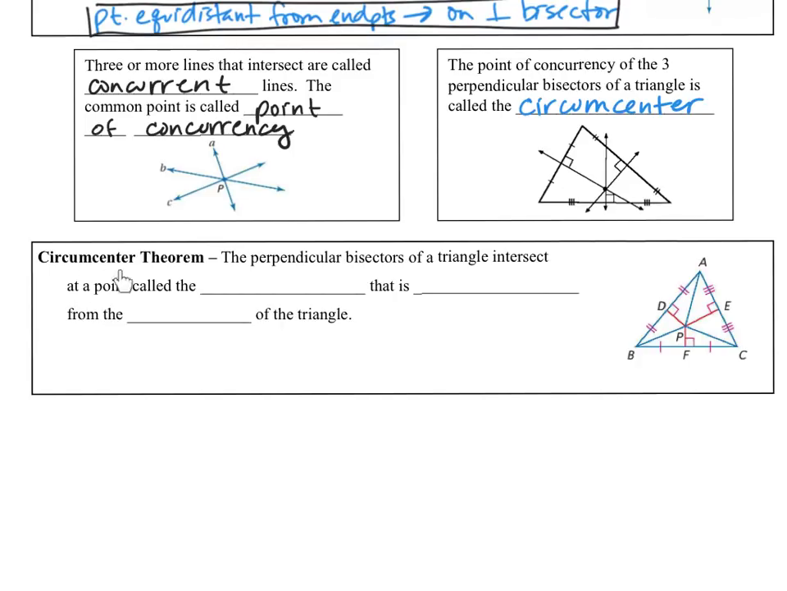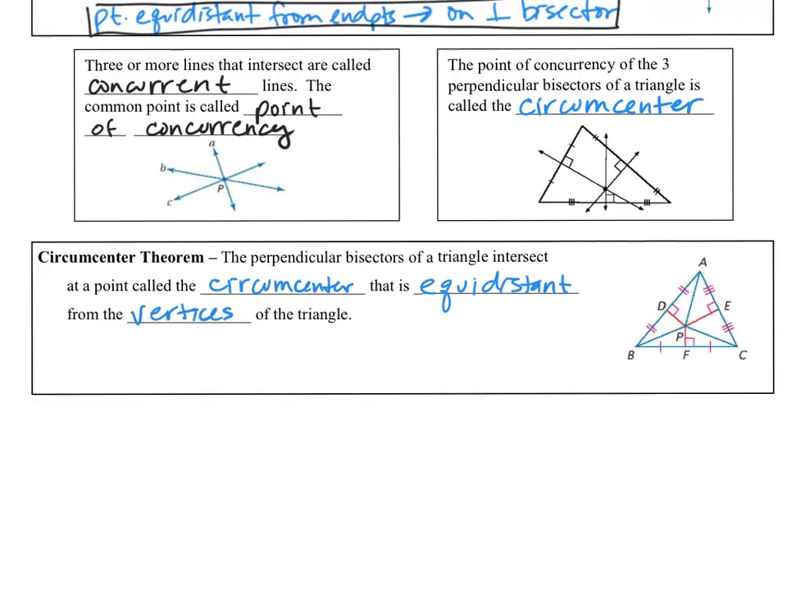Okay, and we have a circumcenter theorem which says the following. The perpendicular bisectors of a triangle intersect at a point called the circumcenter, and that circumcenter is equidistant from the vertices of a triangle.